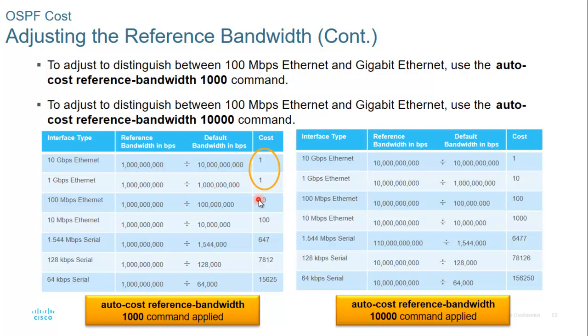If we see here, there is a difference now between megabit Ethernet and gigabit Ethernet, but we still have the problem that these two, 1 gigabit and 10 gigabit, have the same cost. So we can adjust to 10,000 and then we would see a difference here.